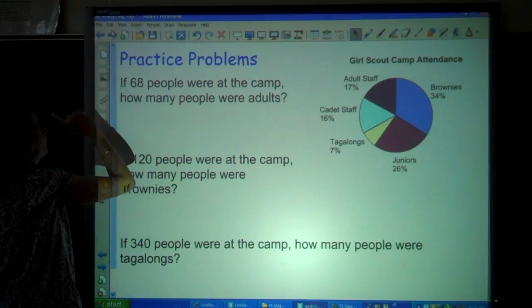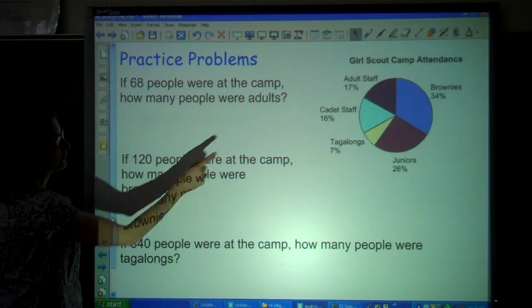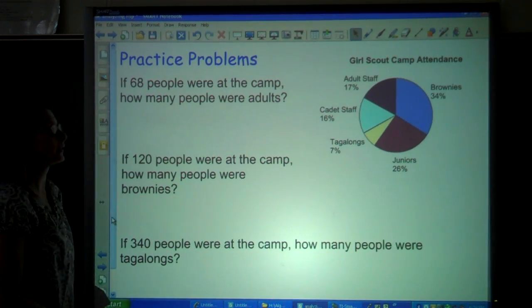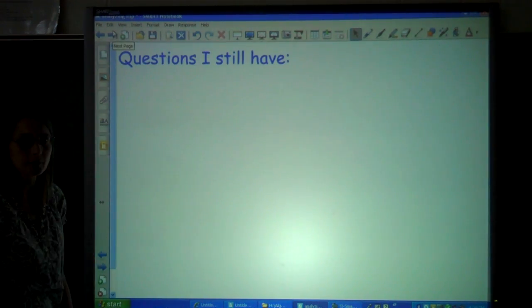So what I want you to do is solve these 1, 2, 3 on your own using this graph. If you need to, go back and look at my sample problems that I did. And if you have any questions, please write them down.